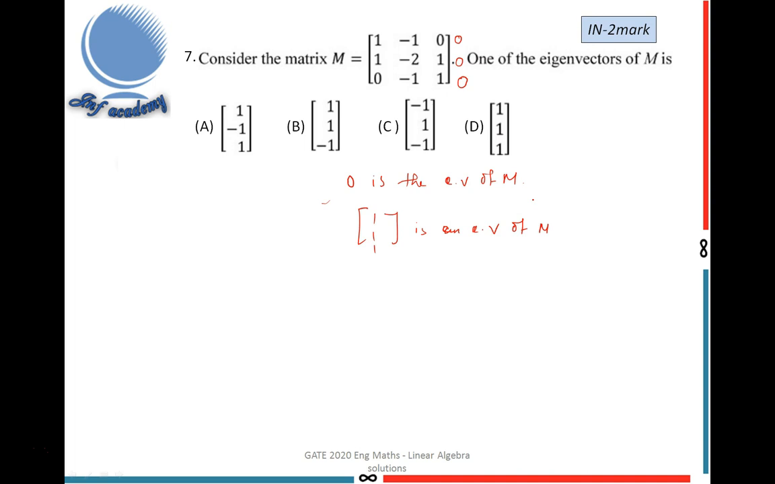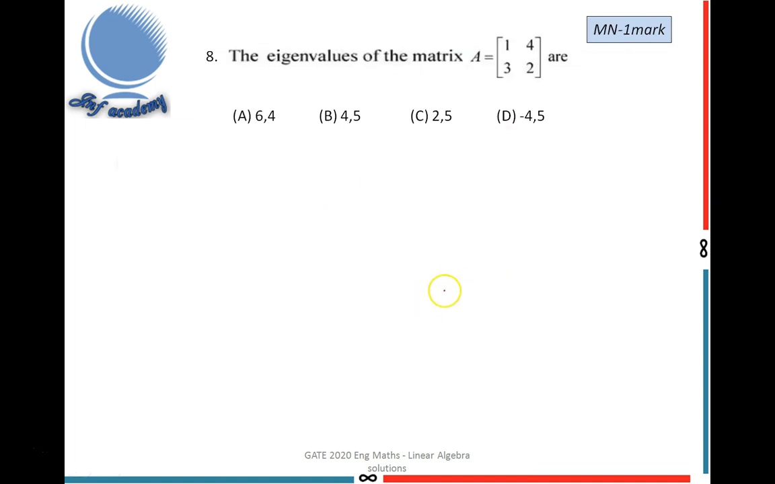So what is that property? The property is: if the sum of the entries of every row of a matrix is the same number, then the number is one of the eigenvalues of A, and 1 1 1 is an eigenvector of that matrix corresponding to the eigenvalue that sum. Okay, so by using that property, 0 is one of the eigenvalues of M, and 1 1 1 is an eigenvector of M corresponding to the eigenvalue 0. So option D is the correct answer. Answer is option D.